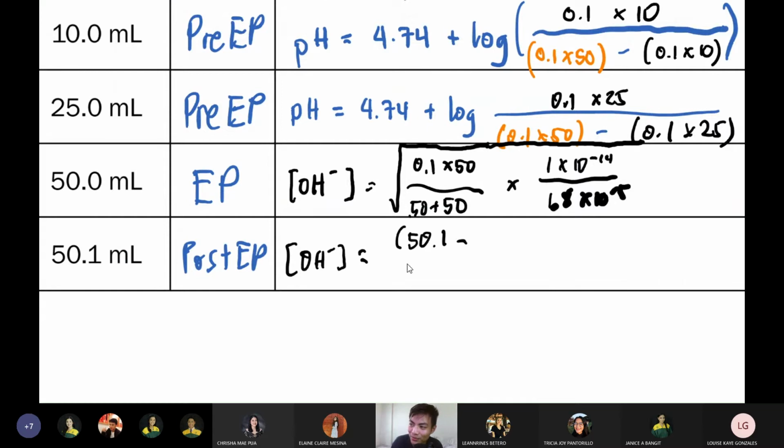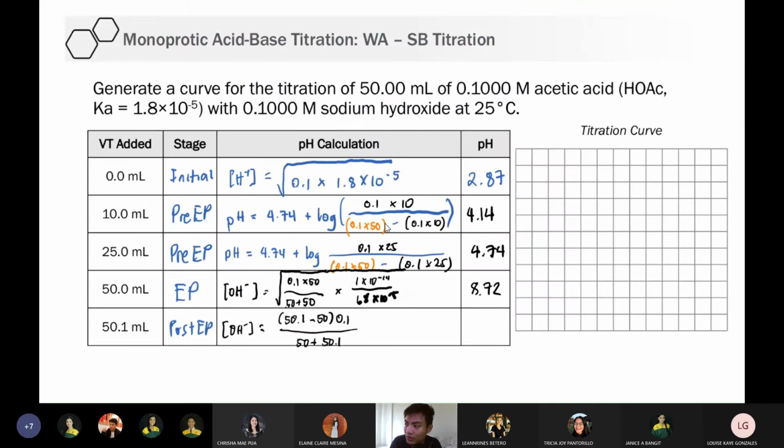So, VT, 50.1 minus VTEP, which is 50. Molarity ng titrant, 0.1. All divided by the total volume, which is 50 for analyte, 50.1 sa titrant. O, dito magkakamali. Baka kasi mamaya maisip nyo, ay, parehas lang to. No. Hindi. Ito, analyte and titrant yan. Ito yung sa titrant. Yung analyte yung sinabi kanina. Okay, so yan. Plug in natin yan. Let's get the pH.